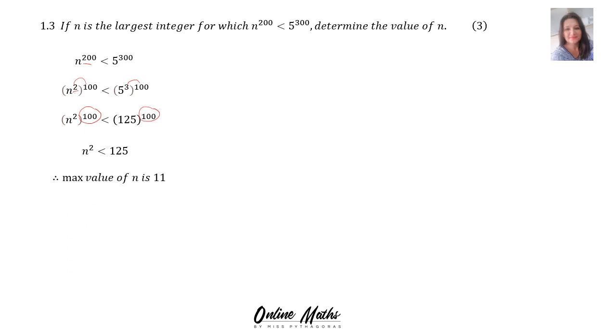And what's the answer? The maximum value of n is 11, because if you think about it, 11 squared is 121, and the number just after 11 is 12, and 12 squared is 144. Can you see that one is too big because you want smaller than 125, and therefore the maximum value of n is 11. Where's the marks? There we wrote it in that form, n squared smaller than 125, and then the final answer.